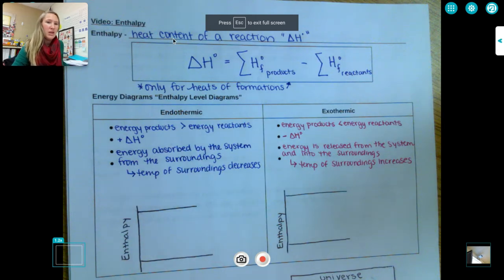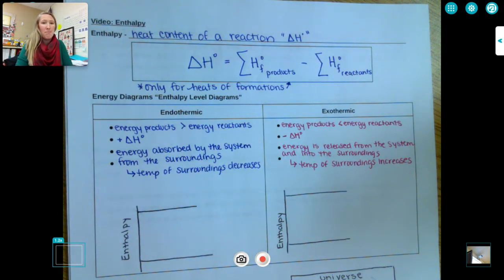Hey AP, in this video we are going to look at enthalpy. In yesterday's video we looked at bond enthalpy, which is different than just enthalpy. Bond enthalpy looked at the amount of energy required to break and form bonds. Now we're going to look at compounds as a whole.